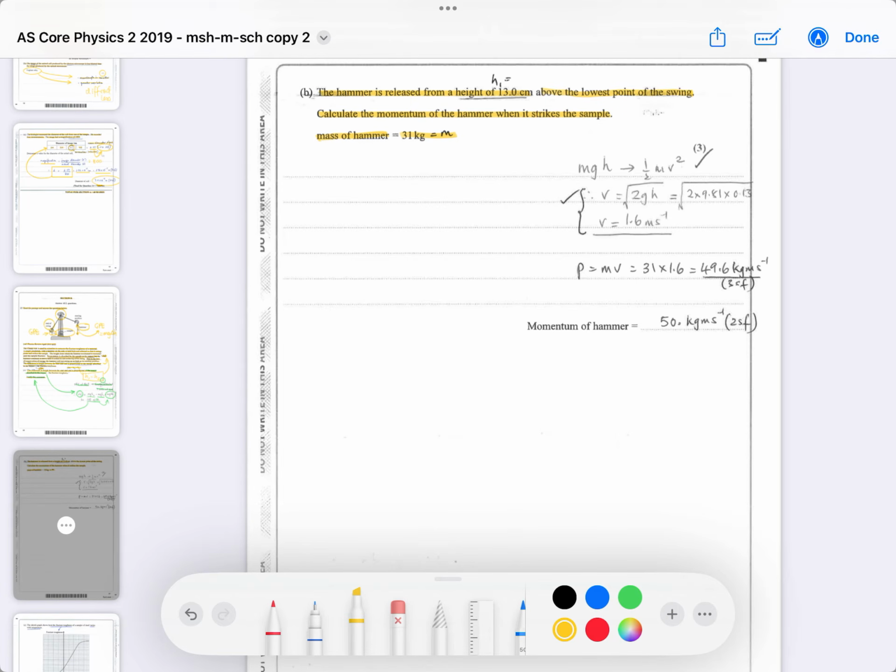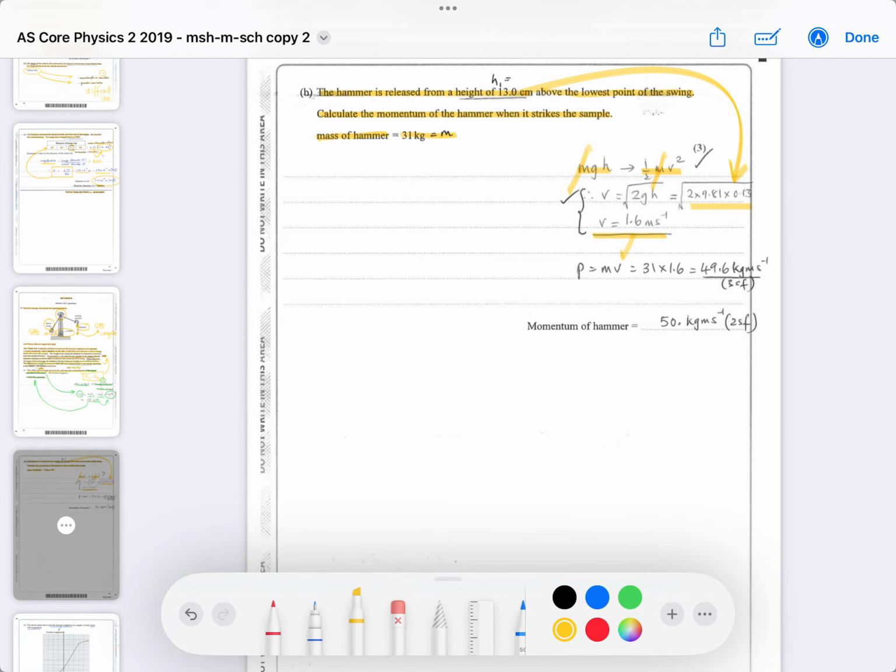So we know that it basically changes from potential energy to kinetic energy before it hits the sample. So you can just cancel the m's out, and you can then put V equals the square root of 2gh, which is a common equation for A level. Put the numbers in. Make sure you put the h in meters in this equation, which I have, and you'll get a velocity of 1.6 meters per second to two significant figures.